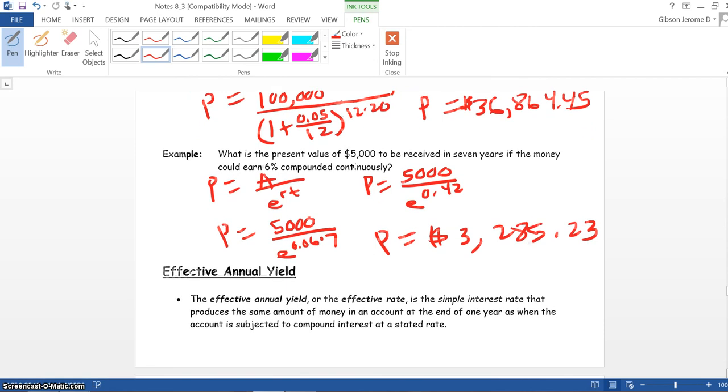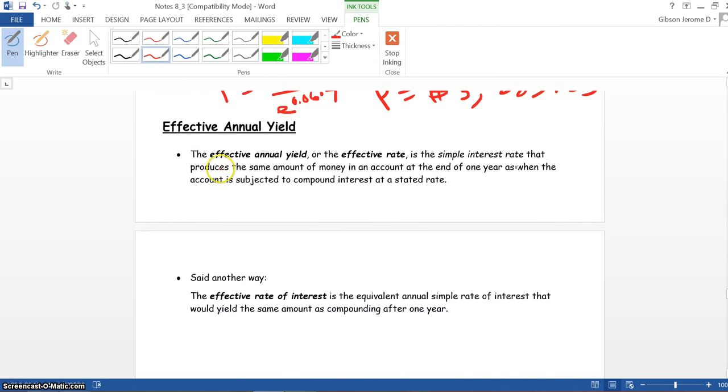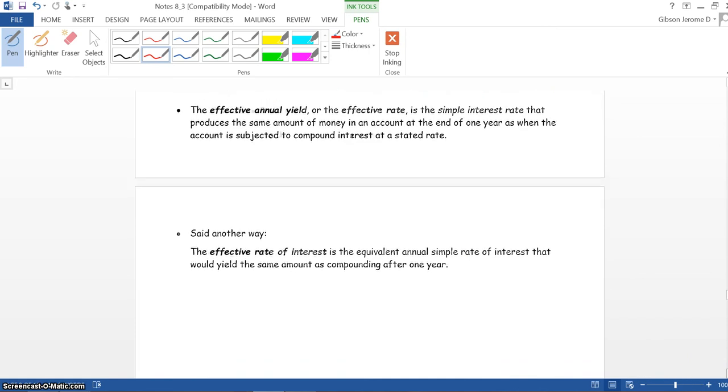Now we need to go to effective annual yield. The effective annual yield or effective rate is a simple interest rate that produces the same amount of money in an account at the end of 1 year as when the account is subjected to compound interest at a stated rate. Said another way, the effective rate of interest is the equivalent annual simple rate of interest that will yield the same amount as compounding after 1 year.